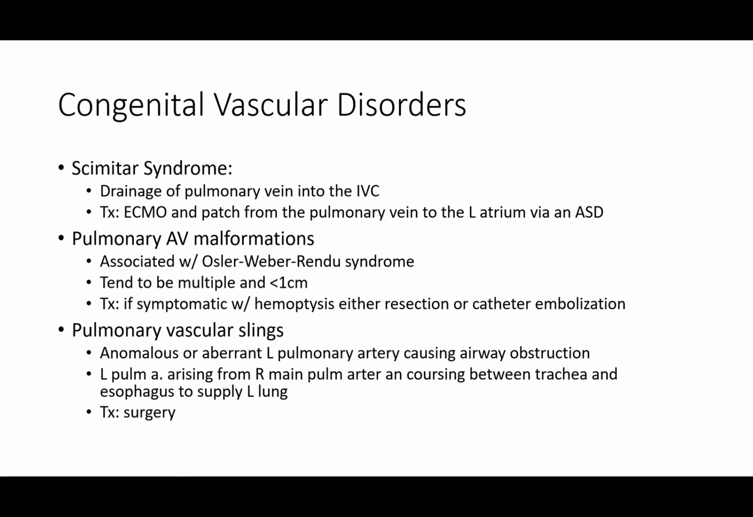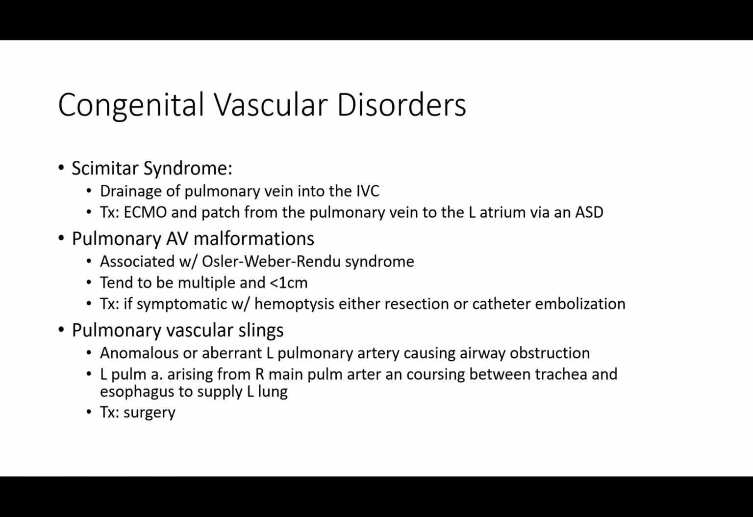Some congenital vascular disorders, so scimitar, I mentioned earlier, this can be one of the causes of bronchopulmonary dysplasia. You get drainage of the pulmonary vein into the IVC. I guess the treatment of this is ECMO, and then you patch from the pulmonary vein to the left atrium via an atrial septal defect. So pretty cool stuff, but definitely not something we're ever going to be seeing or doing.